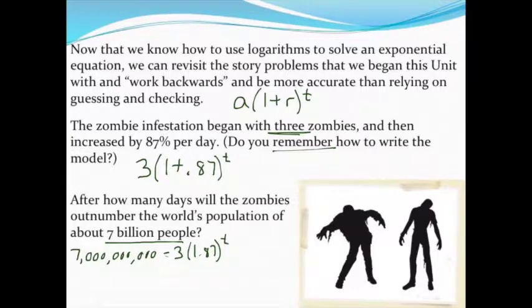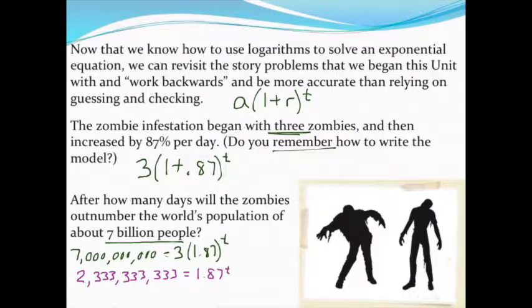So I want to start with dividing both sides by 3. I can't multiply 3 and 1.87. That's not allowed. So I'll divide both sides by 3, which leaves me with 2 billion, and then a whole bunch of 3s. So again, give me a second. So 2 billion, I'm not even going to bother saying this number. But that is then equal to 1.87 raised to the t.